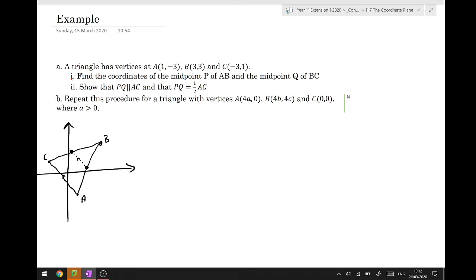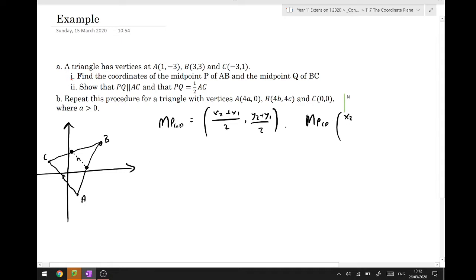So what we need to do for our midpoint, so midpoint of AB is equal to, now we know it's (x2 plus x1) over 2, and (y2 plus y1) over 2. Okay, and then for our midpoint for CD, we're going to be doing the same thing: (x2 plus x1) over 2, (y2 plus y1) over 2.